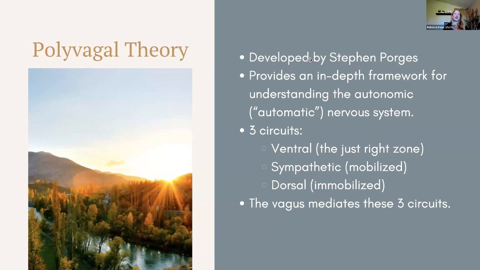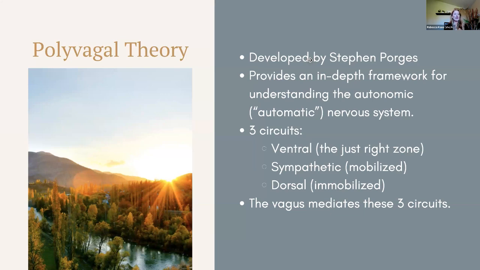So polyvagal theory is a robust theoretical model that was developed by Stephen Porges based on decades of his research. Stephen Porges started researching heart rate variability back in like 1969, 1970. And over decades of time, as he researched and gathered information about how the heart works and how the nervous system and the heart work together and how all of that relates to our emotional health and wellness, he developed what we know today to be polyvagal theory. And polyvagal theory really provides an in-depth framework to understand how the autonomic nervous system works through the mediation of the vagus nerve.